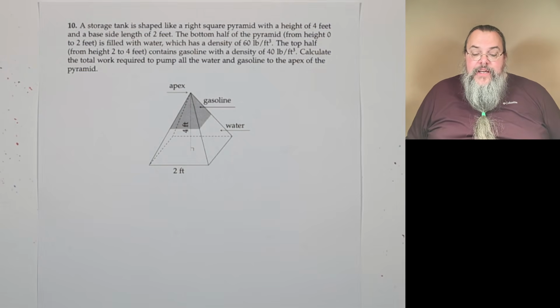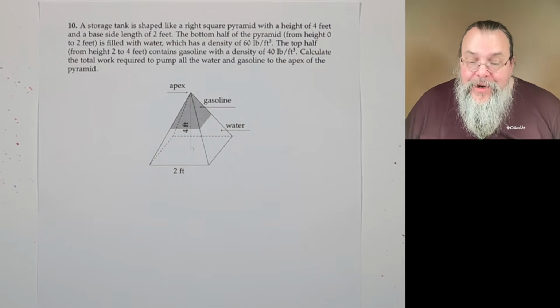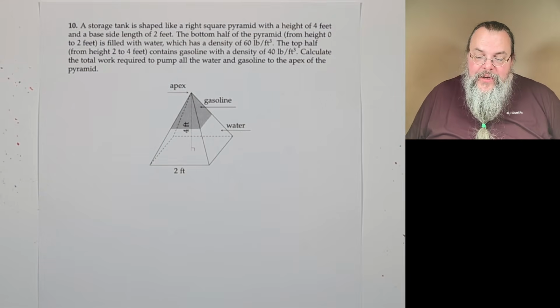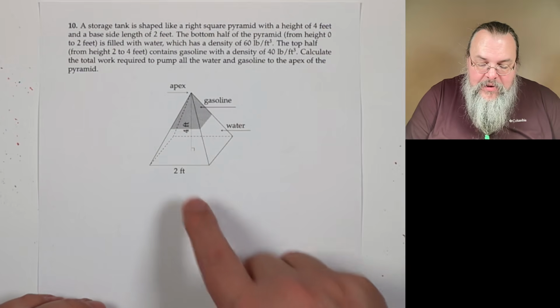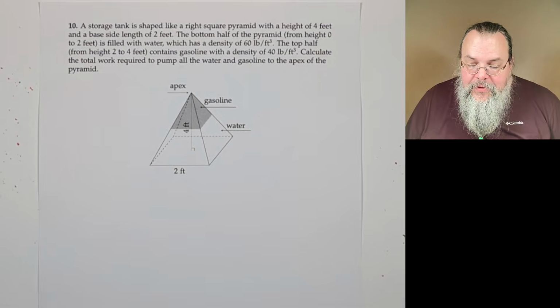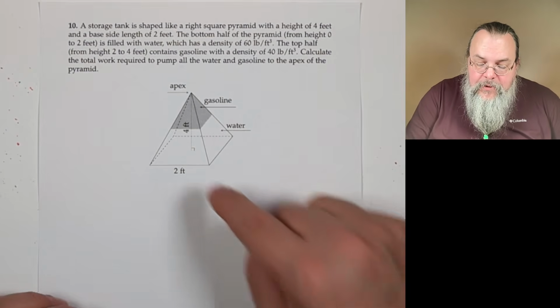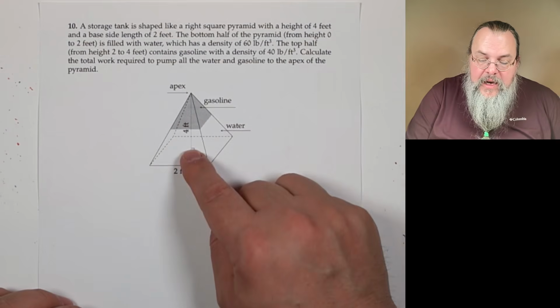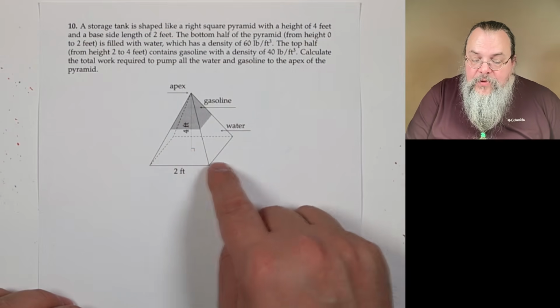A storage tank is shaped like a right square pyramid. Square pyramid basically says cross sections are squares, and that's going to be very useful for us. It has a height of 4 feet, so up and down, and a base of side length 2 feet.